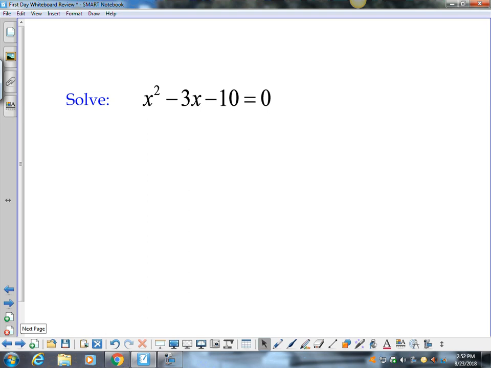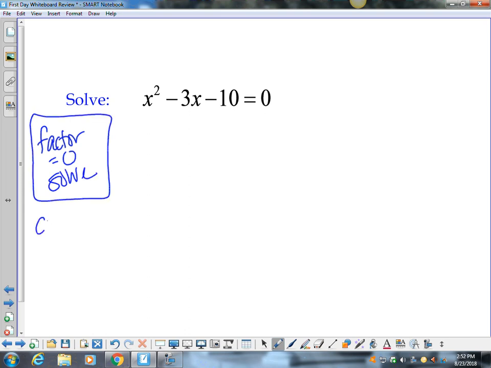Okay, we're going to solve this. Not going all the way back to solving linear equations. That seems a little elementary at this stage. So we're just going to dive in and start solving some quadratics. There are a couple ways you can solve quadratics. You can factor and set it equal to 0 and solve. That's one method. You can complete the square.